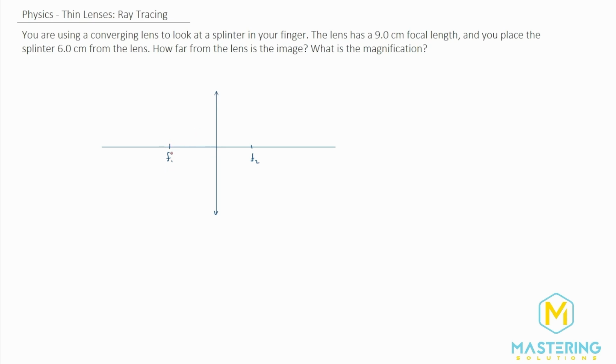I've drawn a converging lens for us here with the arrow. And then we have our focal point 1 and our focal point 2, and they tell us that the focal length for that is 9 centimeters. That's not super important right at this second. We'll use it to figure out the location later on.